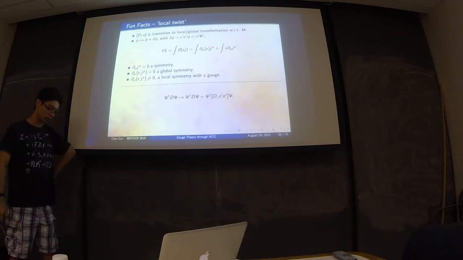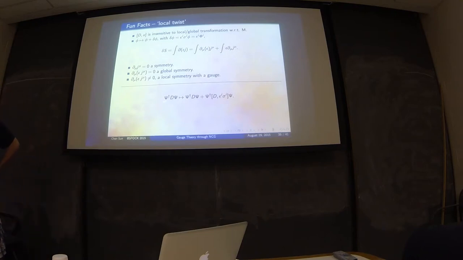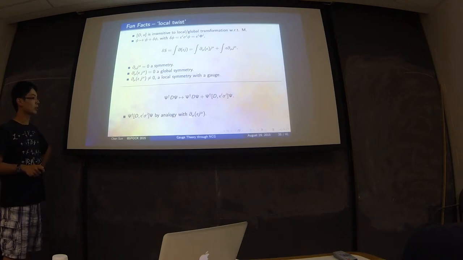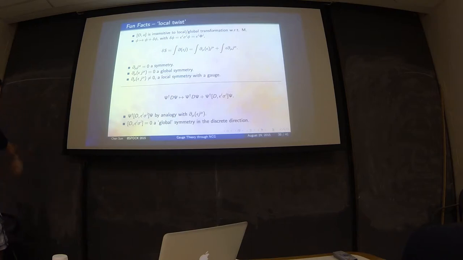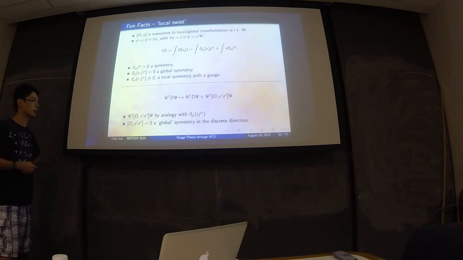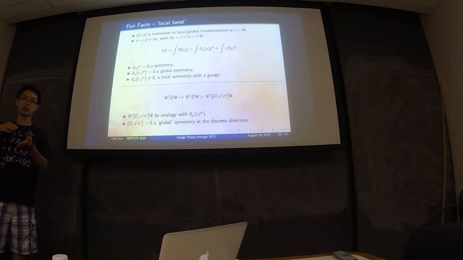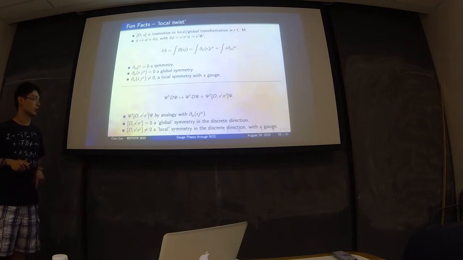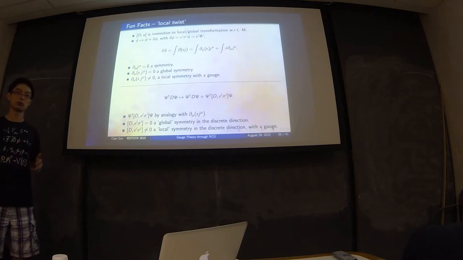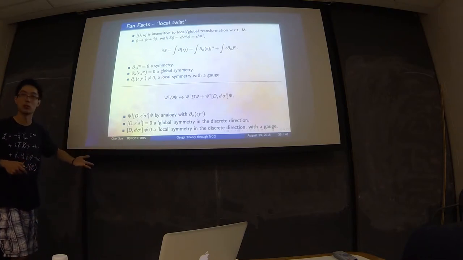By analogy, here we have the sandwich term, and we have the local twisting term. And this term is the analog of this term here, the derivative of epsilon j. We say it's the analog of the ordinary case. So when this equals zero, it is like a global symmetry of this discrete direction. And when this is not equal to zero, we need a gauge field, so that a local, quote unquote, local symmetry can be fulfilled.